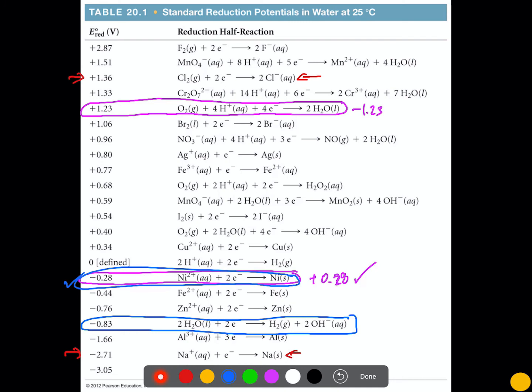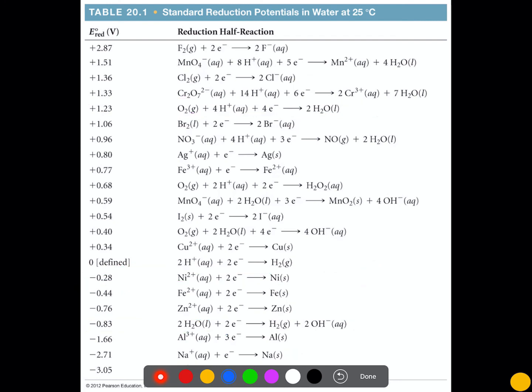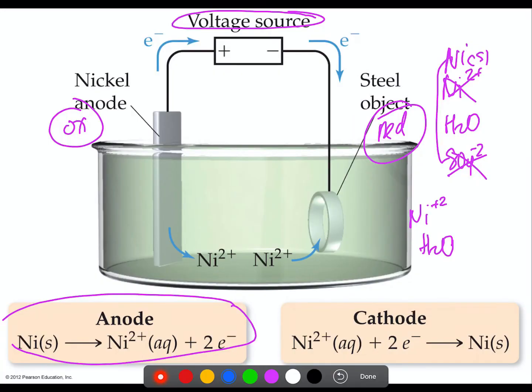Now, that's not to say this one cannot happen. If our power source has a high enough voltage, then we can get both of those things to happen. But obviously, we would try to design it and use a low power voltage, so that way only this one happens, okay? Which is why, going back over here, we're going to get the reduction of nickel here. So we get solid nickel on this electrode. We get the production of nickel ions over here.